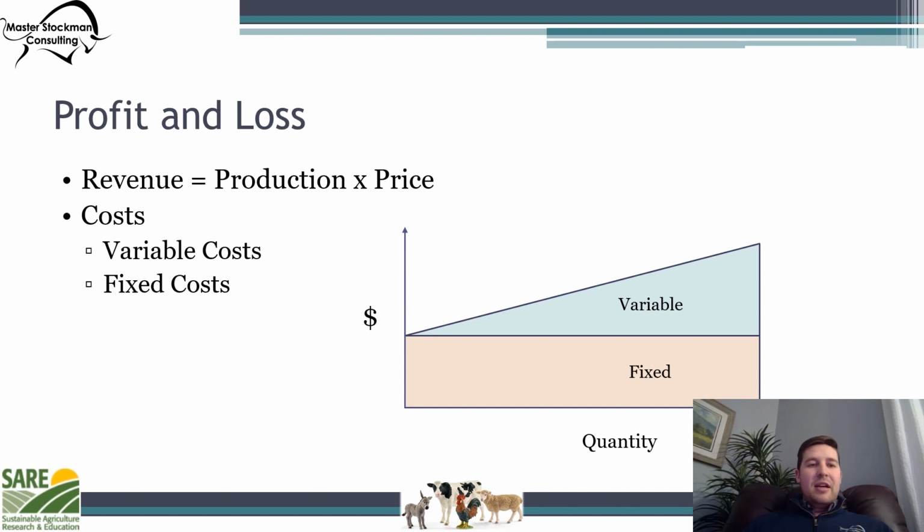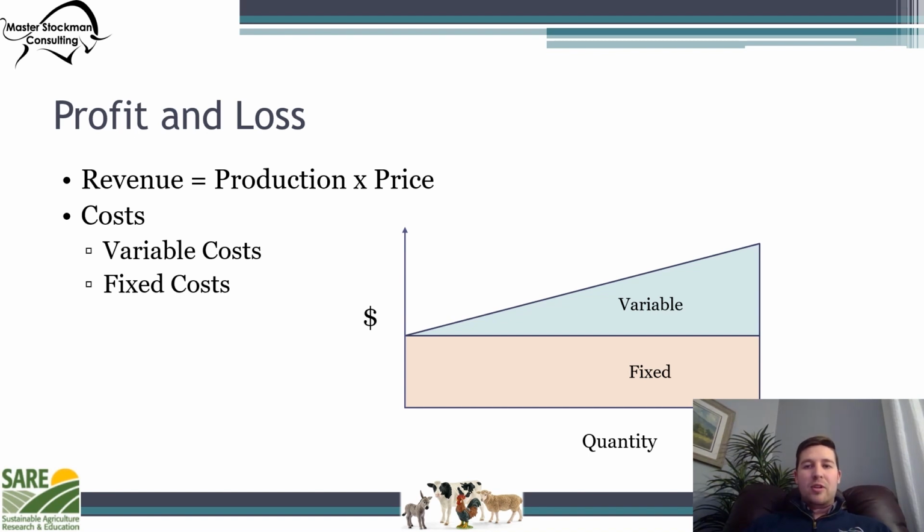Now, once we've set the price for our eggs, we need to figure out, okay, how much money am I actually going to make from this? And to do that, we need to look at our profit and our losses. Now, to determine what our profit actually is, we need to know two things. One, what our revenue is, and two, what our costs are. Now, revenue is just the total amount of money that you bring in. So that's going to be how many eggs you sell times the price of your eggs.